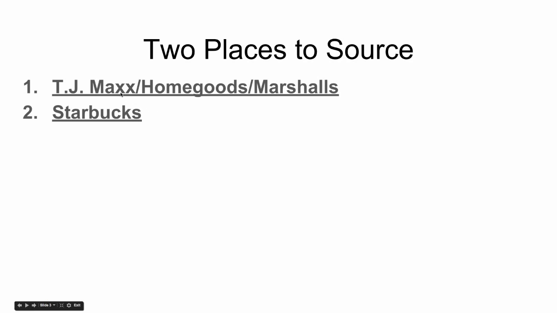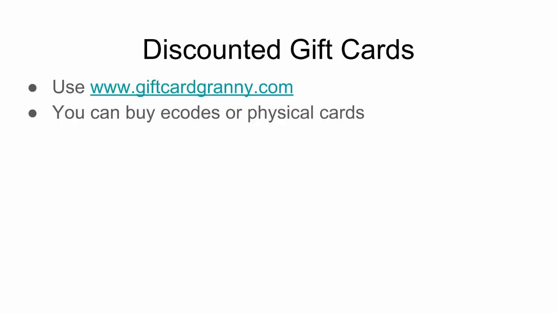If you search TJ Maxx, there are so many products at TJ Maxx and Home Goods and Marshalls. It would be very difficult for people to begin to overlap on their products. They're constantly changing them out, very limited quantities. And Starbucks, you'll see how when I apply it, I would be very surprised if you guys begin to overlap. All right, so no excuses now. You have your 2 places to source.